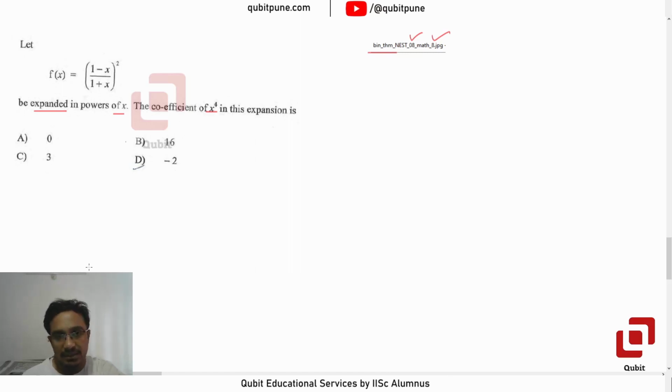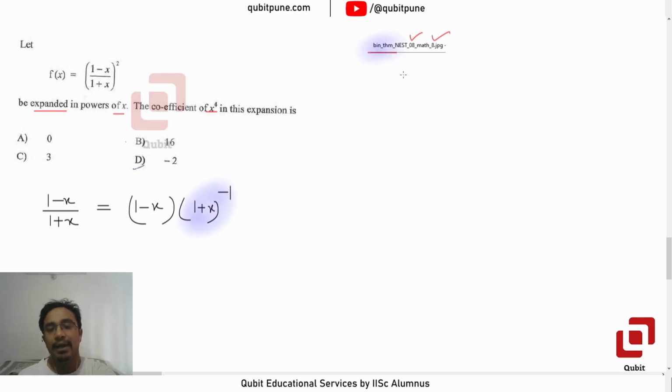It's a pretty simple question. We are first going to consider the expression inside the bracket, which is 1 minus x upon 1 plus x, and we are going to write it as 1 minus x into 1 plus x raised to minus 1. It is for this term that we will apply the binomial theorem. So it's 1 minus x here, into, now pay attention, 1 plus x raised to minus 1. If we apply the binomial theorem there, what will it be?